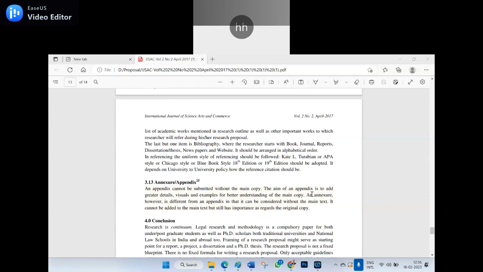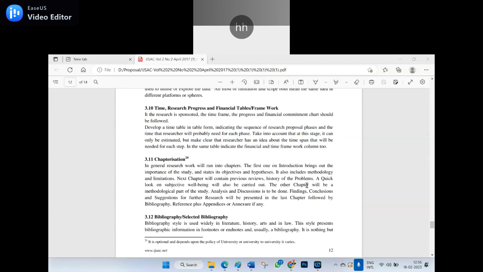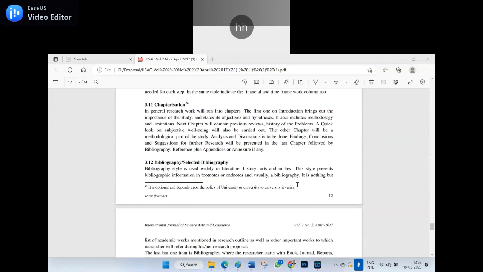And I gave it in my article also, and I have shown you the model also. In addition to that, you are still committing mistakes in such a manner, so you have to avoid it. I did not find the chapterization, the general research work also runs into chapterization. The first one is the introduction, which brings out the importance of the study and other things.